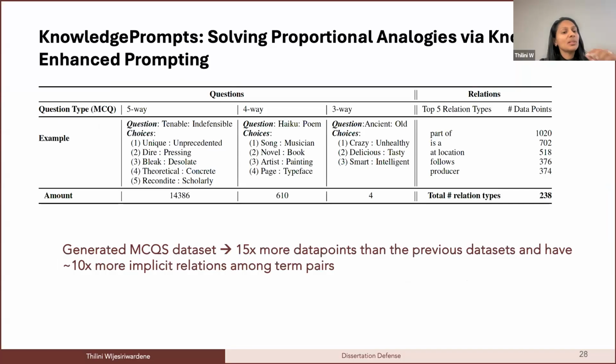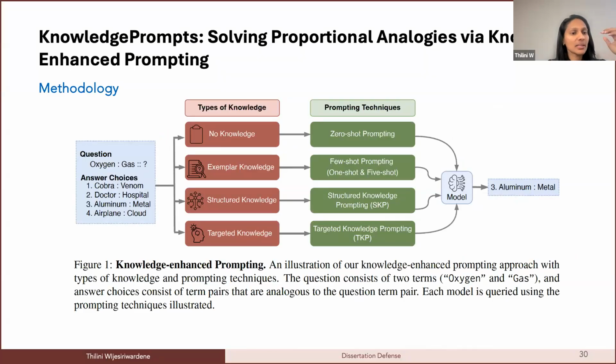And we evaluated on that. So this is dataset statistics. I just want to highlight that this dataset has 15 times more data points than previous smaller datasets, and it has 10 times more implicit relations among term pairs. So now we do an evaluation on this dataset, and how we do that is this.